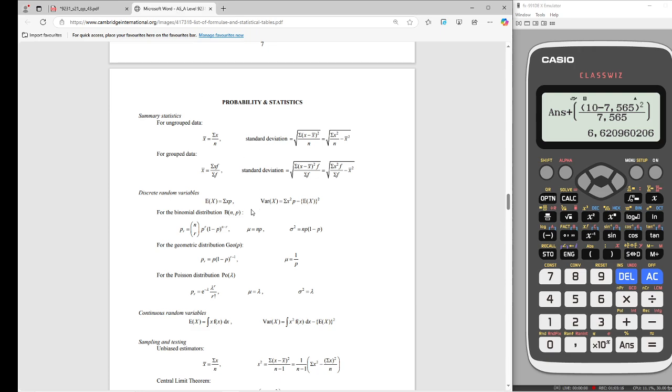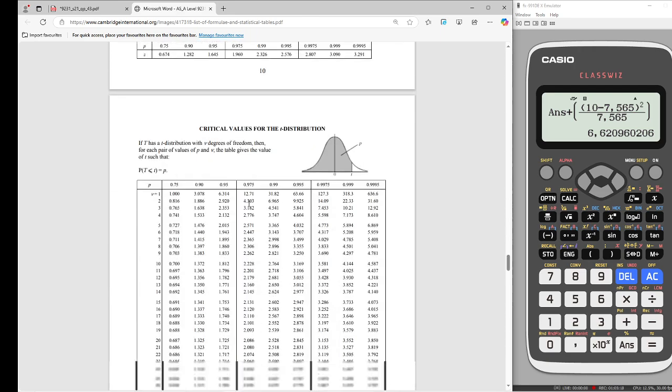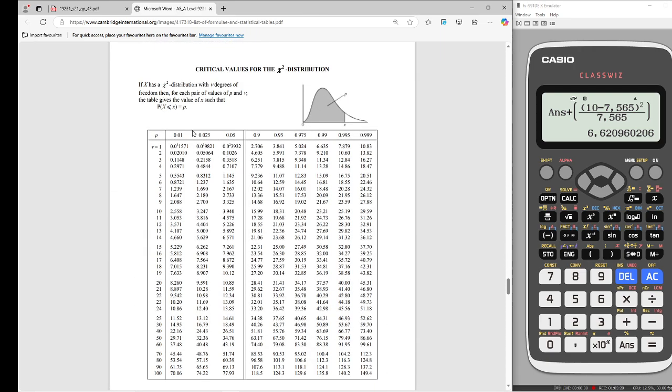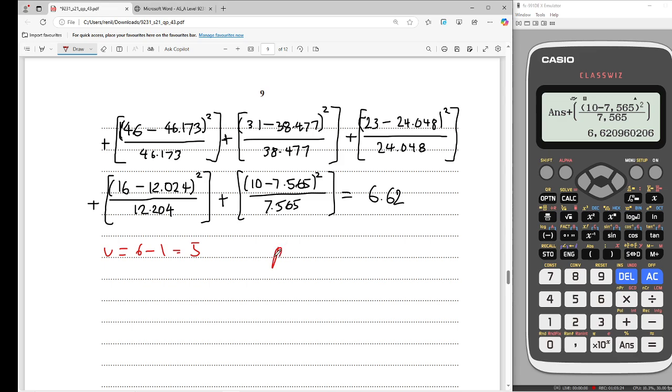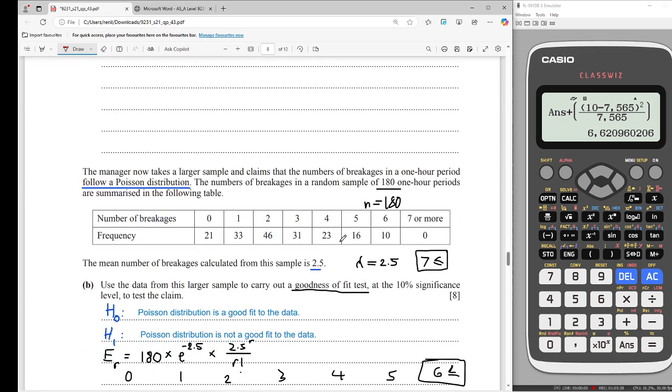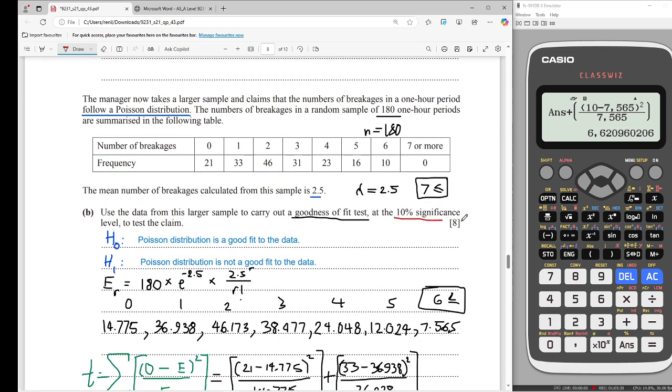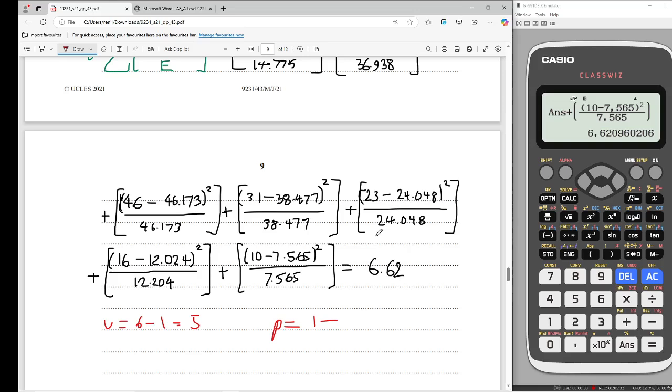And when we go to the chi-square distribution table, we need to find the p-value as well. P is going to be 1 minus alpha for chi-square test. It doesn't matter if it's single tail or two tailed, it's just 1 minus alpha all the time. So 10% significance level, meaning 0.1, 1 minus 0.1 equals 0.9.